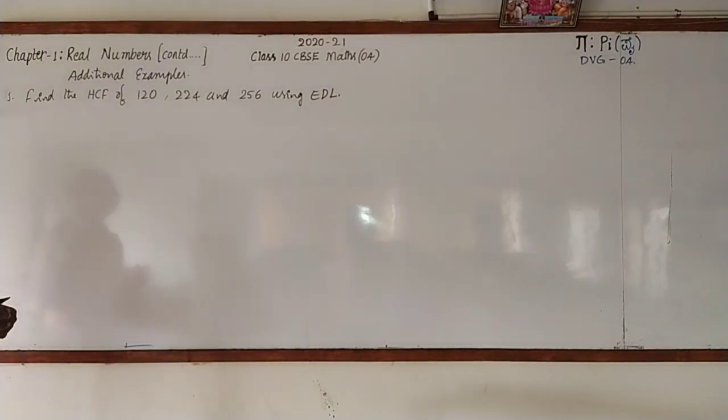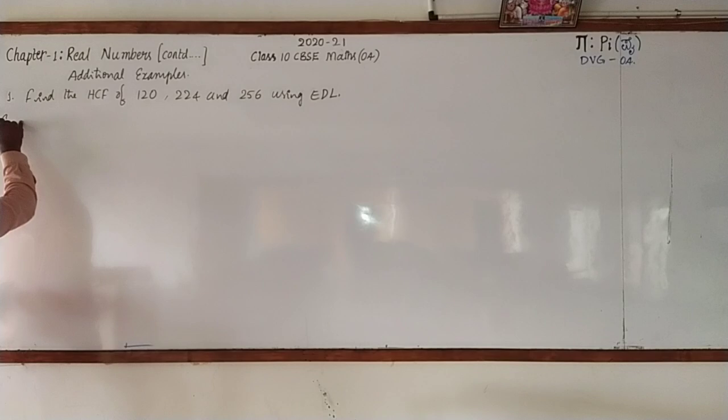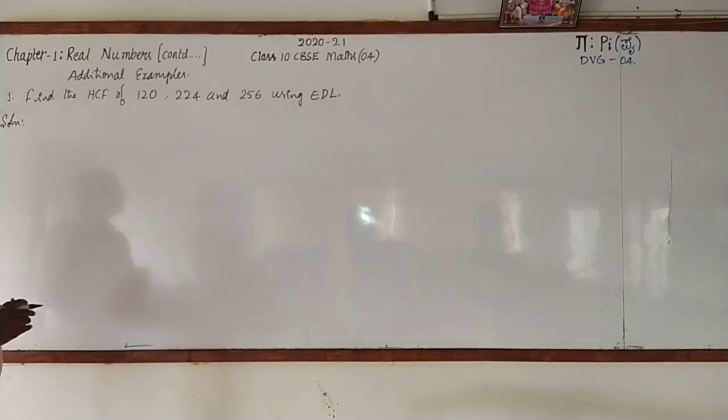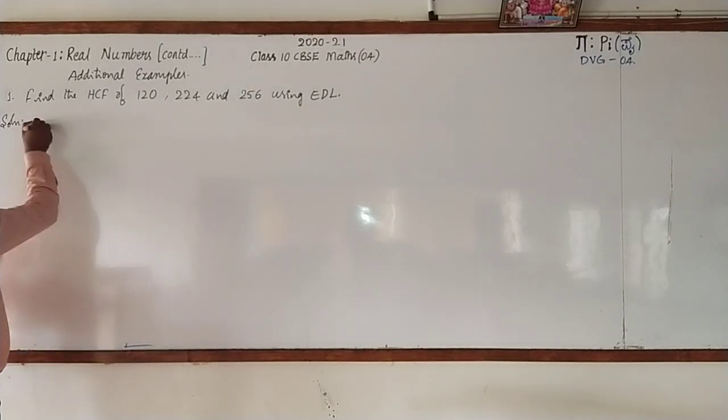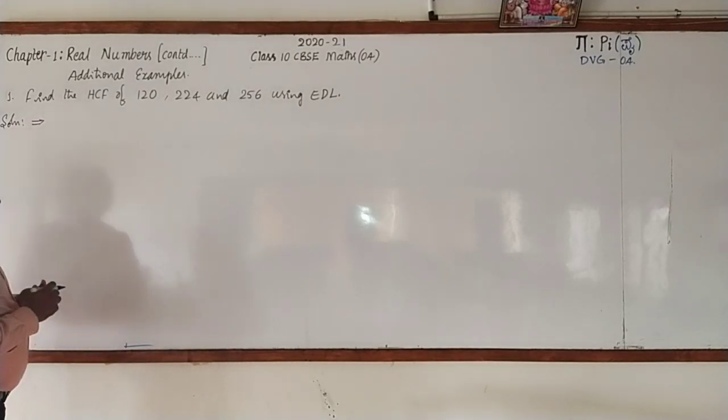How to find them? Let me show you that. Let your concentration be here. Three numbers are there, so let us arrange them in a particular order. I take this as increasing order.